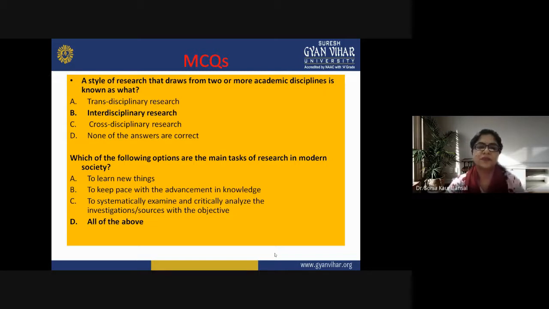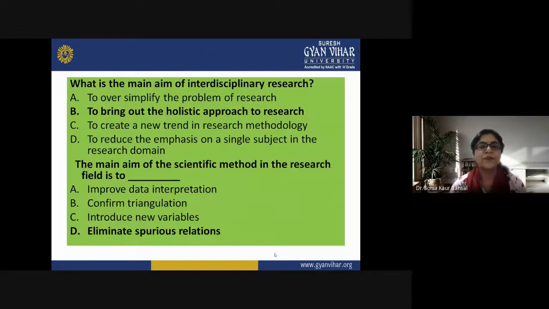The next question is: which of the following options are the main task of research in modern society? Option A, to learn new things, to keep pace with the advancement in knowledge, to systematically examine and critically analyze the investigation sources with the objectives. The correct answer is that all of A, B, C are correct. Okay, students?